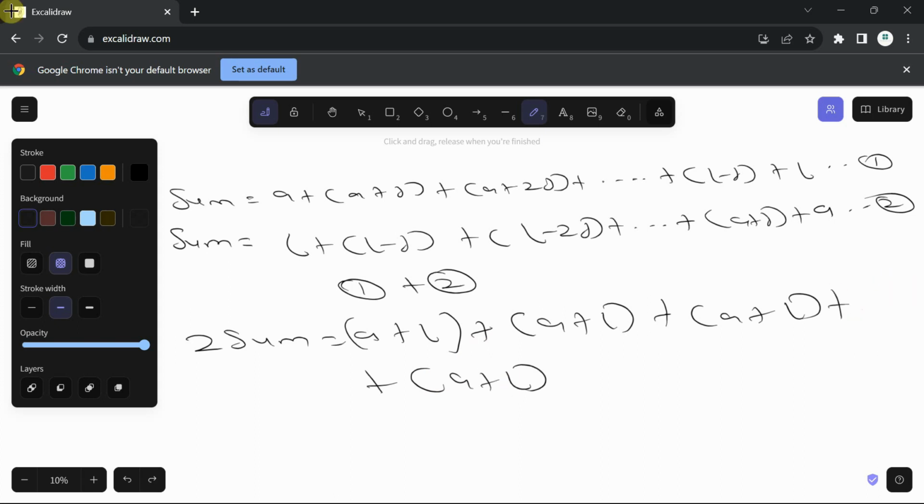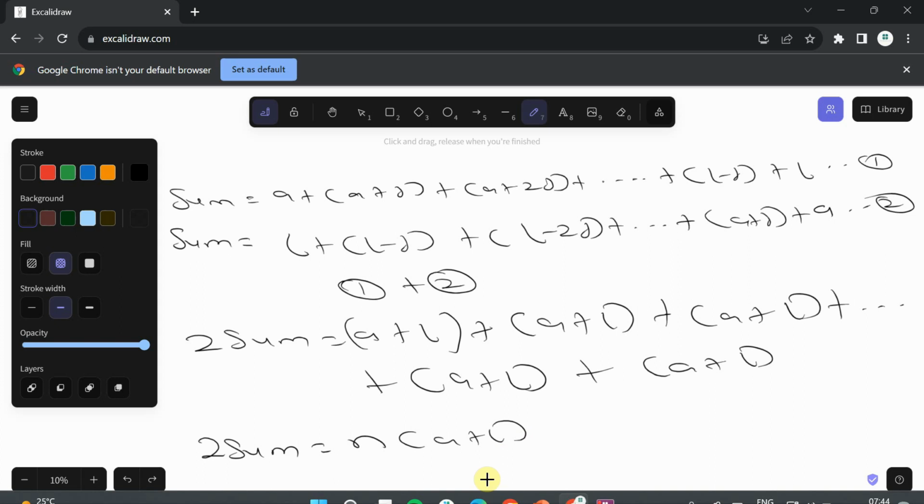So this is also plus dot dot dot, plus L plus a, which is the same as saying a plus L, right? So what do we see? We see that at the end of the day, when we are adding each of the terms, if there are 5 terms here, you agree with me that we have 5 a plus L's, right? So that means 2 times the sum is equal to n number of a plus L. So I have n numbers of a plus L.